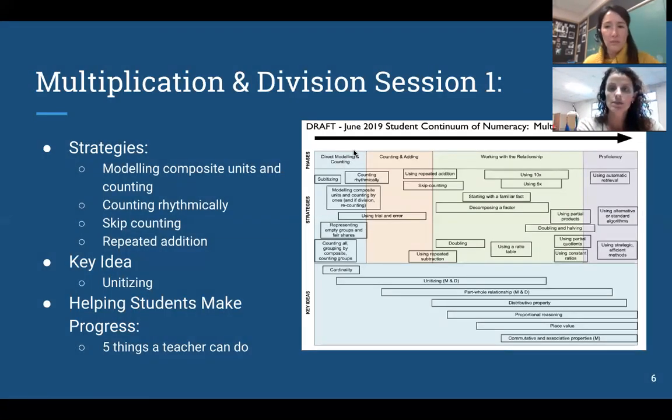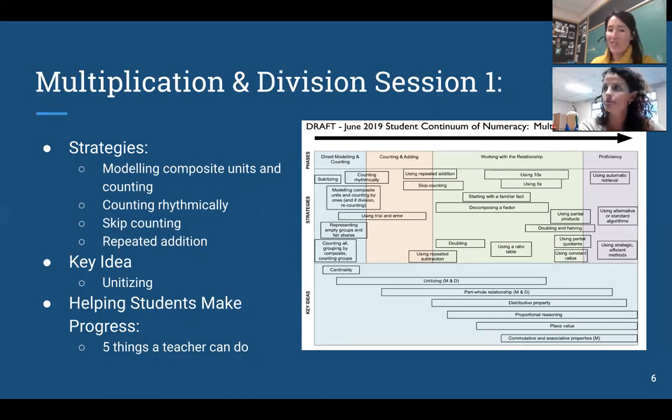And then, of course, since this is session 2 on multiplication and division, if you weren't in the first one, you might be wondering what they covered there. We should all be familiar with this image of the continuum, which we've been following this year and getting to know a little bit better. The last session, one on multiplication and division, went through the strategies listed with a key idea of unitizing, and then it had a bunch of ideas of what teachers can do to help their students progress.